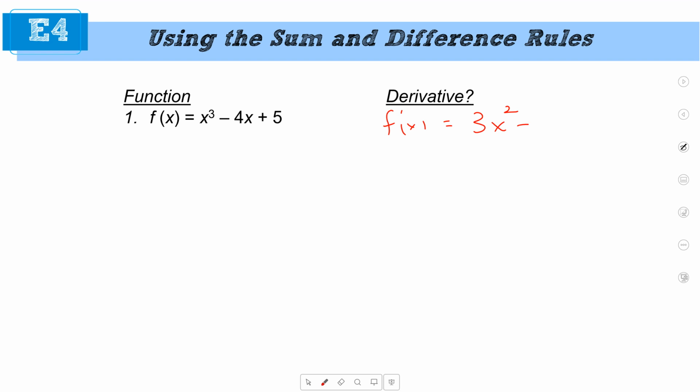Uh-oh. We haven't talked about that, have we? How do we take the derivative of negative 4x? What's the exponent on that x? 1. So what would be the derivative of negative 4x? Chris? 4. Hmm? Negative 4. It'd be 4x cubed. It'd be 1. Oh, it'd be 0.